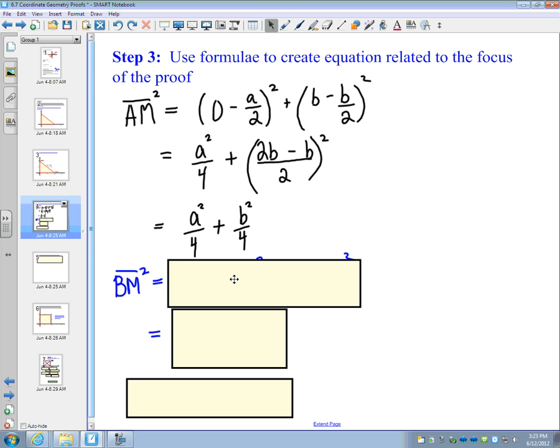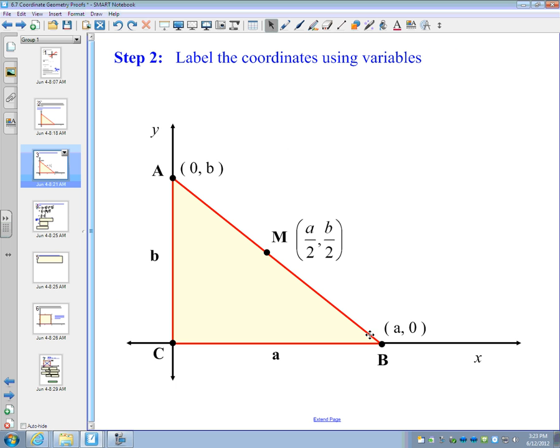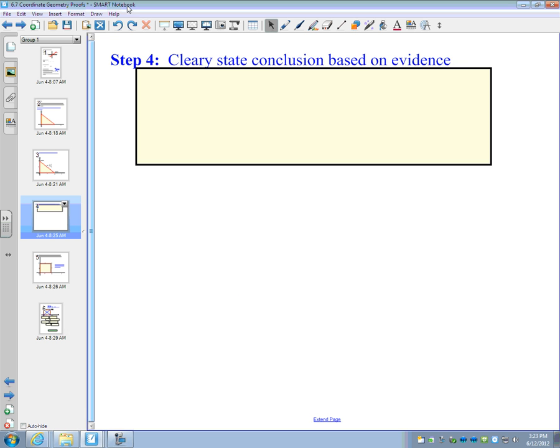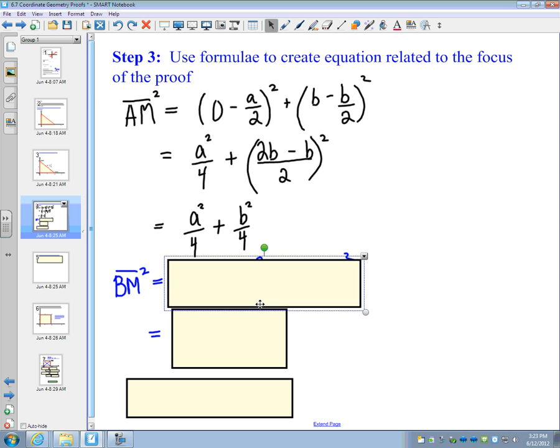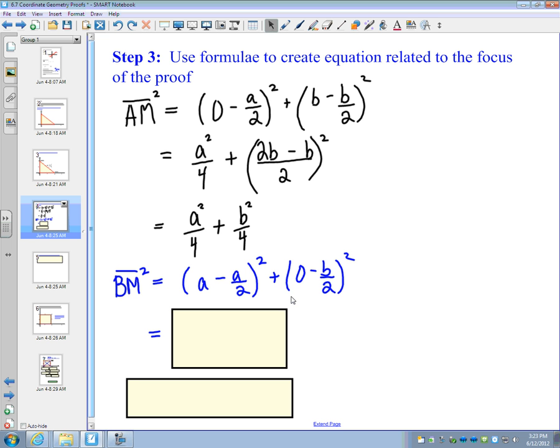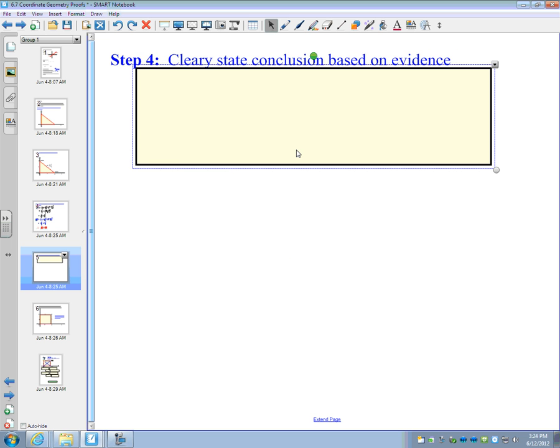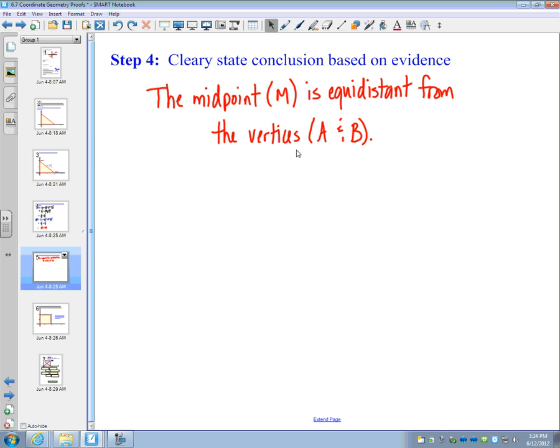Now I'm going to find the distance between B and M. So that's now between here, B and M. And I'm going to show that that's the same distance as well. So it's (a minus a over 2) squared plus (0 minus b over 2) squared. Simplifying that, once again, I get a squared over 4 plus b squared over 4. So that shows me that those distances are the same. Now I need to clearly state, based on evidence, the midpoint is equidistant from the vertices. The midpoint is the same distance away.